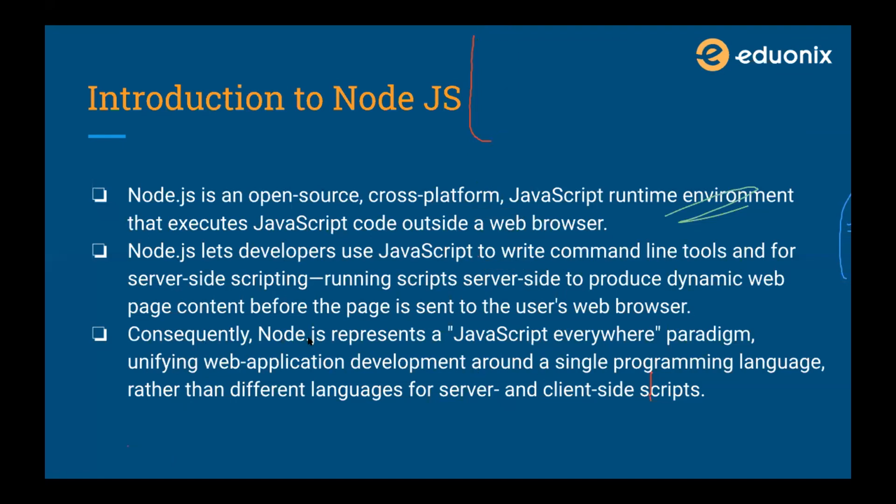Now, Node.js represents a JavaScript everywhere paradigm. What it means is that it is running everywhere, so it should be able to run on any runtime environment. This power holds the future for the MERN stack, and due to the ability to run everywhere, it is able to build the stack with so much ease.